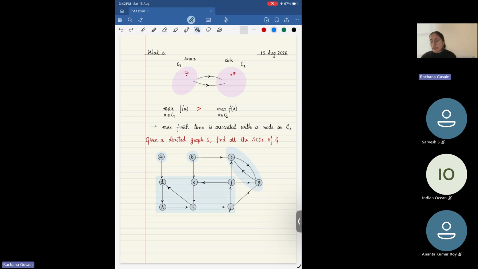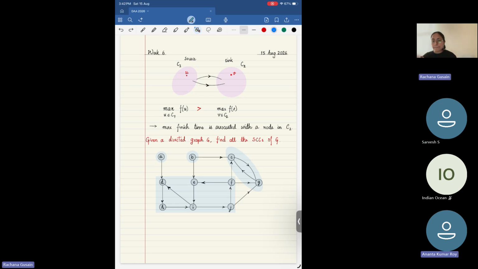So is this part clear? At least how do we identify strongly connected components in a graph, just by looking at the graph. Now we have to design an algorithm for this. But at least the notion of a strongly connected component is clear to all.